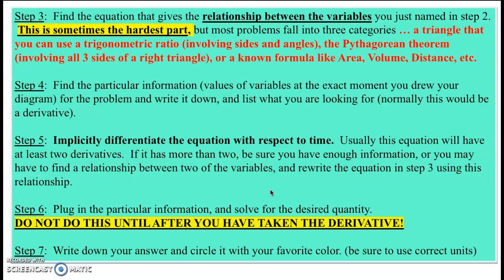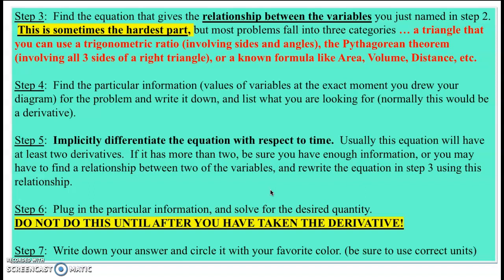Step 4, find the particular information, the values of variables at the exact moment you drew your diagram for the problem, and write them down. And then list what you're looking for. This is normally a derivative. Step 5, implicitly differentiate the equation with respect to time. Usually this equation will have at least 2 derivatives. If it has more than 2, we're going to have to rewrite things or find a relationship between the variables and rewrite the equation in step 3 using this relationship. We'll look at this in a couple of examples.